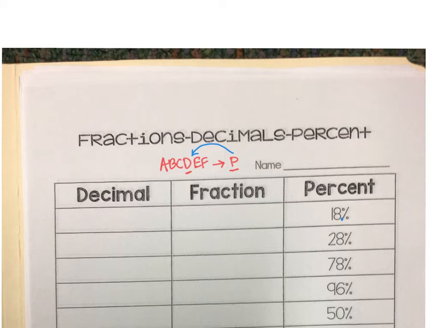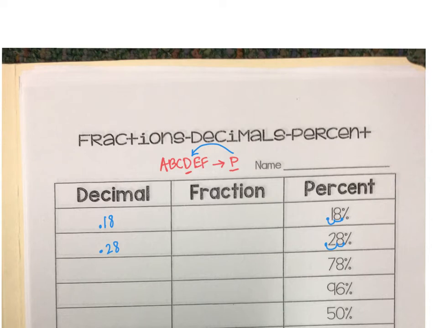So if I were to put a decimal in here, I shift the decimal 2 places to the left, and it is now 18 hundredths. If I take this one, shift 2 places to the left, it's now 28 hundredths. Here's another way I can think about it. Percents are out of 100.